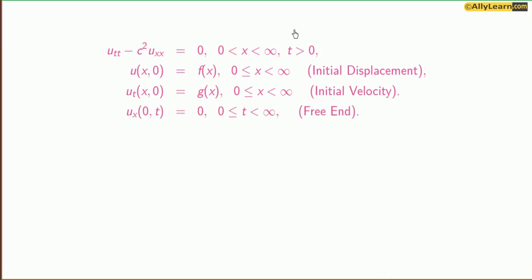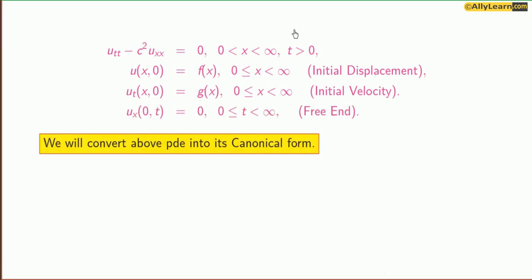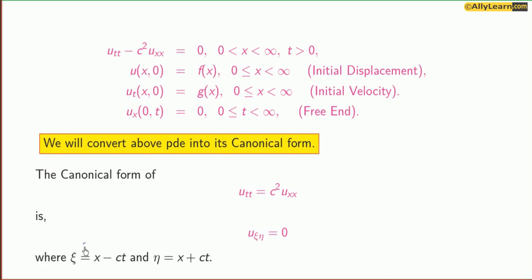So friends, this is our Cauchy problem, and the first step is to convert this PDE into its canonical form. And the canonical form of this wave equation is u_xi_eta equals 0, where xi equals x minus ct and eta equals x plus ct are the two characteristic curves that are obtained while converting a PDE into its canonical form. Now this canonical form, you can see, is a very simple form which can be easily integrated. So our next step will be to integrate this canonical form and obtain the general solution.